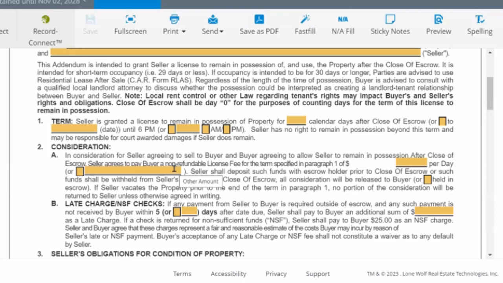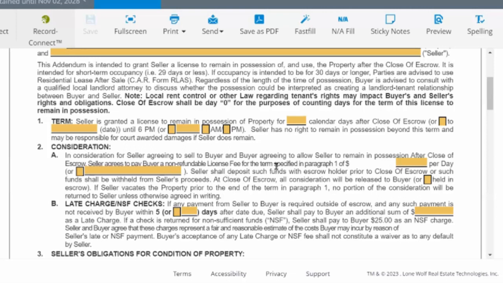But what we are seeing a lot is sellers are saying, I want to stay for 10 days and I don't want to pay for those 10 days. And so that's a negotiation point, right? And what is your buyer willing to accept or not accept? And then it does say it's a non-refundable license fee to stay.